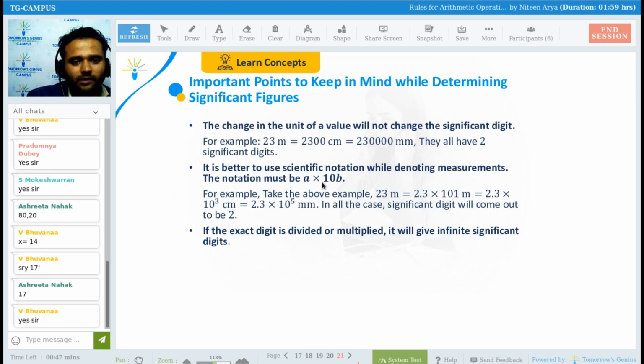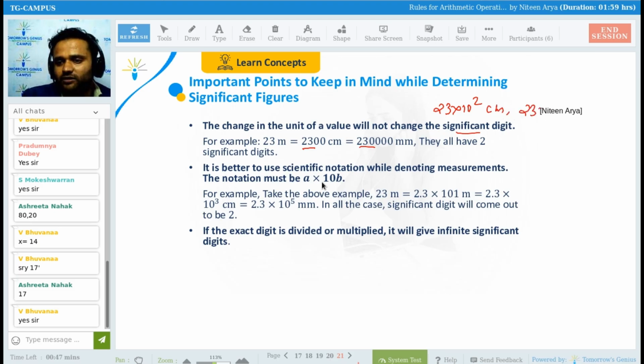Now, important points to keep in mind, to remind: the change in the unit of a value will not change the significant digits. For example, 23 meter can be 2300 centimeter, or 23 this much mm. So they all have 2 significant digits or 2 significant figures. Why so? Because you can write this again as 23 into 10 to the power 2 centimeter, and in the same way 23 into 10 to the power 4 mm, right?